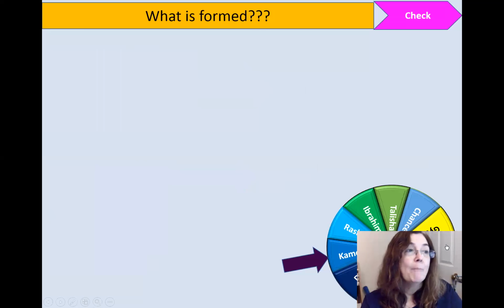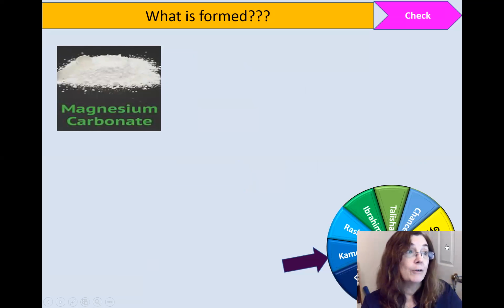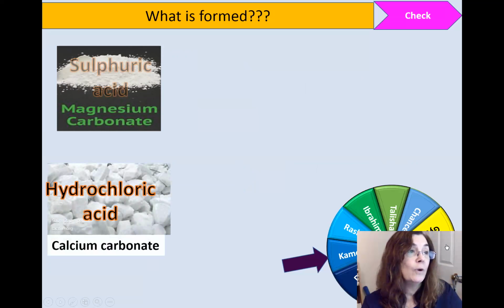Okay, so magnesium carbonate. I'm going to react magnesium carbonate with sulfuric acid. Magnesium carbonate with sulfuric acid. So what is the product going to be?